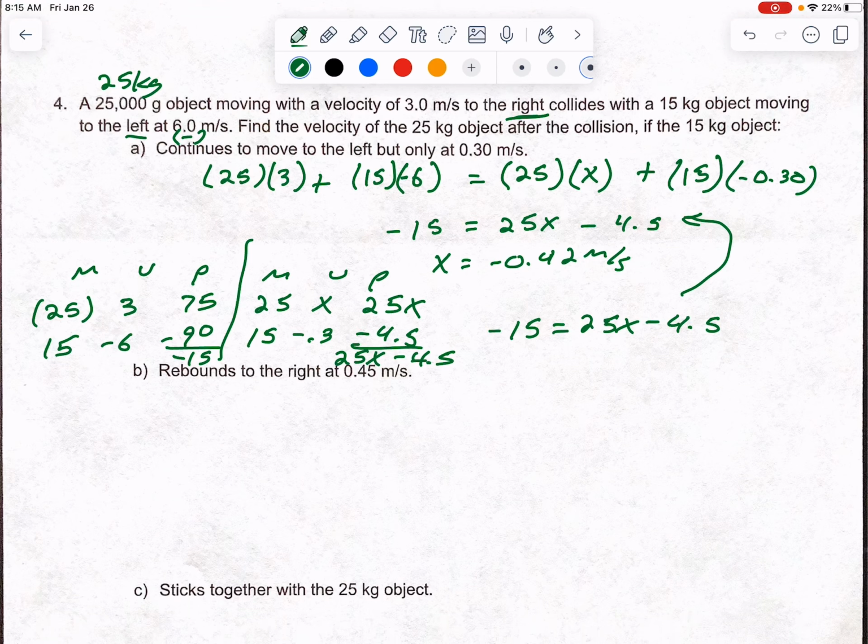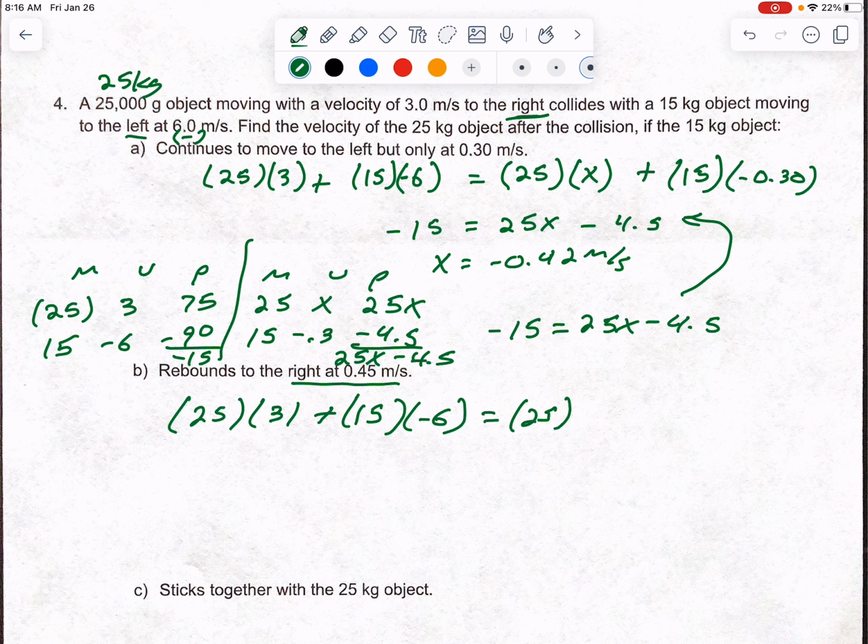Now we're going to do the same thing, but now the 15 kilogram object rebounds to the right at 0.45 meters per second. It didn't mention it's stuck at all, so it's still separate, beginning separate after. So we're just going to fill in what we know: 25 times 3 plus 15 times negative 6 equals 25 times x, since we still want the velocity of the 25 kilogram object, plus my 15 kilogram object is now going to the right at 0.45, so that's a positive 0.45. Solve for x in this case and you get a final velocity of negative 0.87 meters per second.